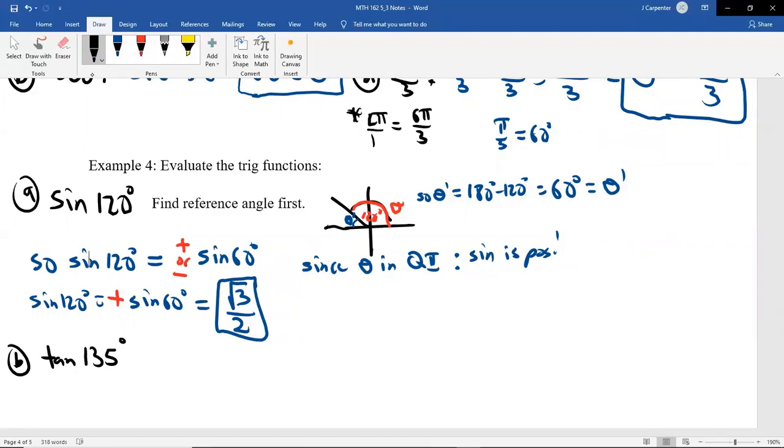Hey, let's do it when we're in the first quadrant only. Now let's extend it to all the quadrants. Hey, let's do this idea, then let's extend that idea. So tangent of 135. So let's find the reference angle first. So let's draw up that stuff again.